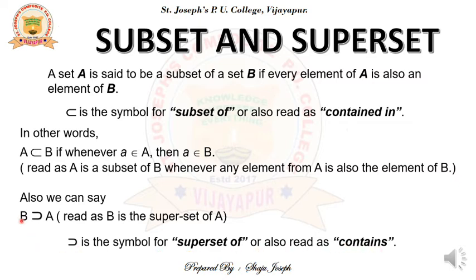So how do we read it? B contains A, or A is contained in B. We can read it as A is a subset of B, or we can say B is a superset of A. When can we say this? When every element in A is also an element in B.